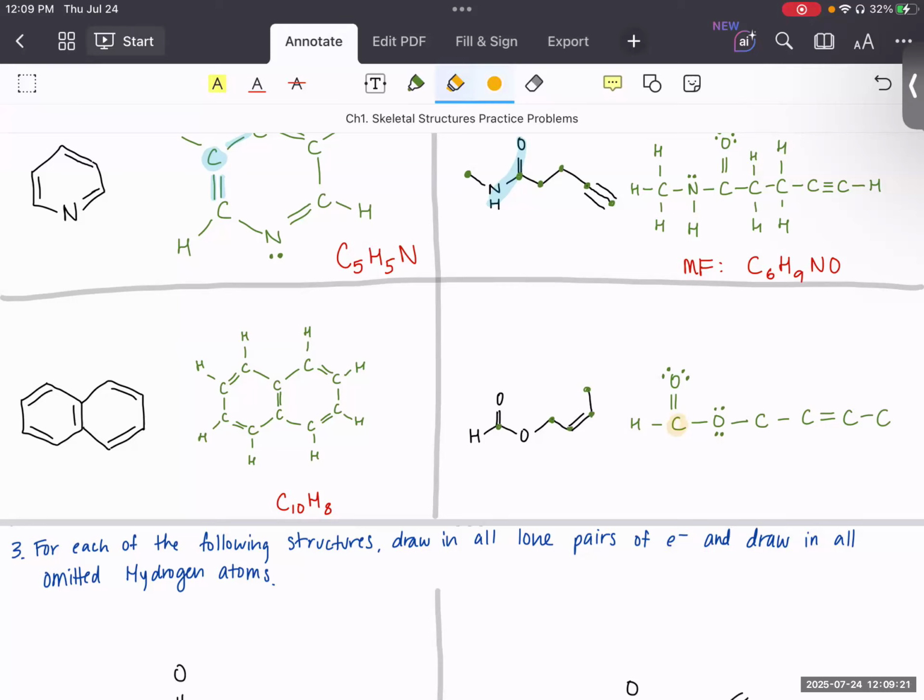And so we can take a look at this carbon right here. And similar to the one from above, we can also see that it already has 4 bonds. So we don't need to add in any extra hydrogens from what it currently has. This next one over only has 2 bonds so far, so we'll add in 2 hydrogens.